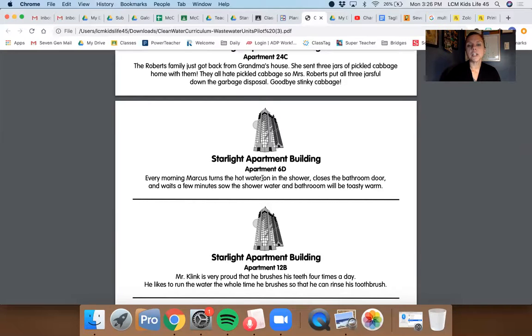Every morning, Marcus turns hot water on in the shower, closes the bathroom door, and waits a few minutes, so the shower and the water in the bathroom will be toasty warm. Okay, so the dilemma: he wants a warm, hot shower, a nice steamy bathroom, but for the few minutes that water's running and no one's in there, that water is all getting wasted. So what suggestions might you have for Marcus?